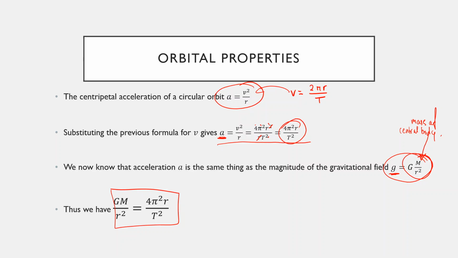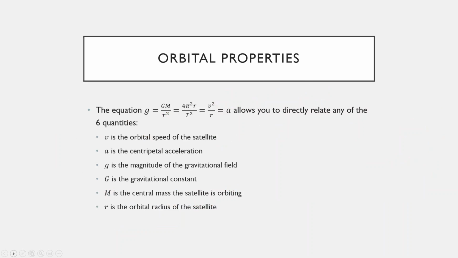Now we can put all of these things together. So we've got v, a, mass of the central body, orbital radius, orbital period. Let's stick them all together in one line in a multi-equation equation. So let's see what that looks like. Next slide, please. What's going on? Lag. There we go. Cool.